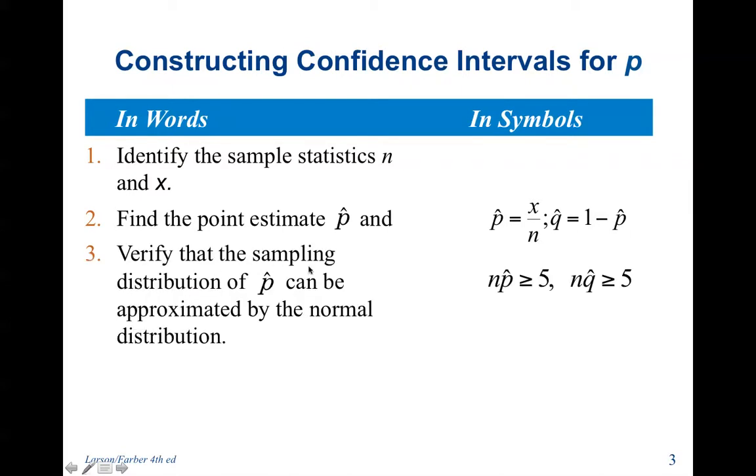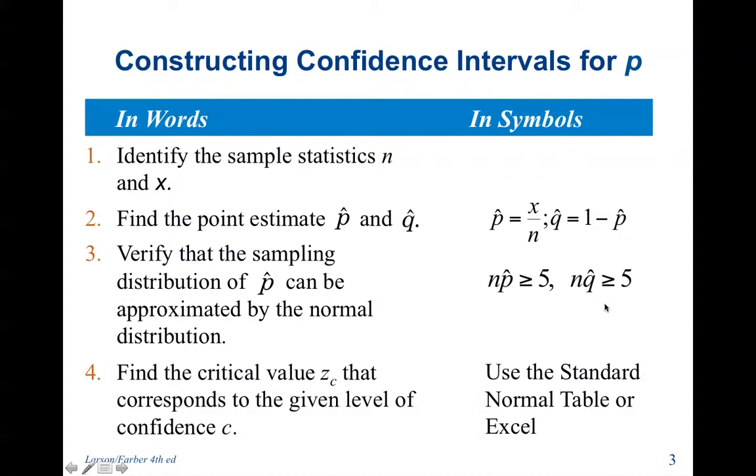Number 3, we need to verify that the sampling distribution of p hat can be approximated by a normal distribution. This is how we do it: n times p hat must be greater than or equal to 5, and n times q hat must also be greater than or equal to 5. For number 4, we then find the critical value, z, that corresponds to the given level of confidence, c. We can use the standard normal table, or we can use Excel. Notice we're back to the standard normal table.